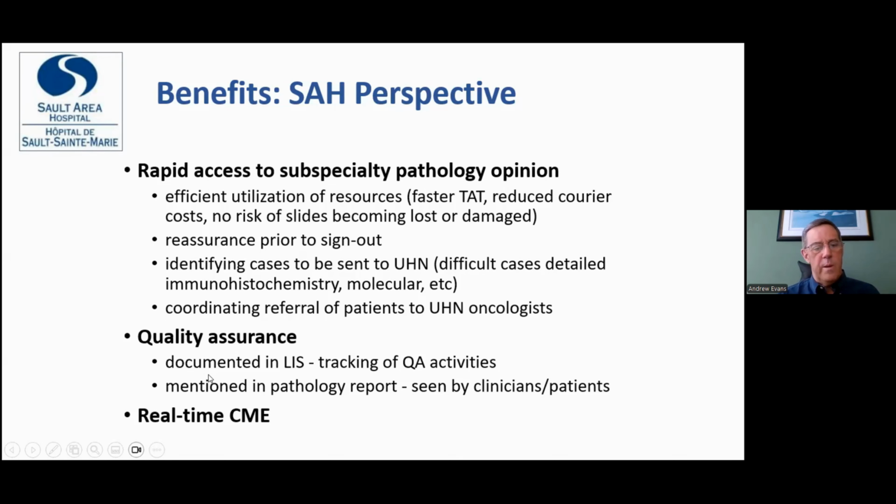For quality assurance, we were able to document it in the lab information system. As I said, it was fully integrated with the LIS at UHN. And this was also mentioned in a pathology report seen by clinicians and patients, again for reassurance. And then finally, it was also an opportunity to provide some real-time continuing medical education when we discuss these cases.